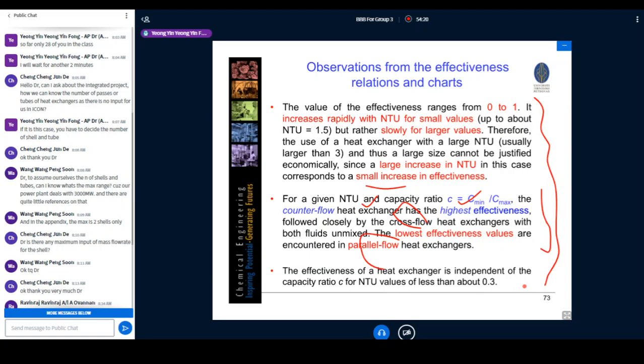So as I mentioned just now, you have to know the relationship between the effectiveness and the NTU, whereby NTU is equal to UA_s over C_min, and the capacity ratio c is equal to C_min over C_max. Okay, and then you have all those charts to get either the NTU or effectiveness value.